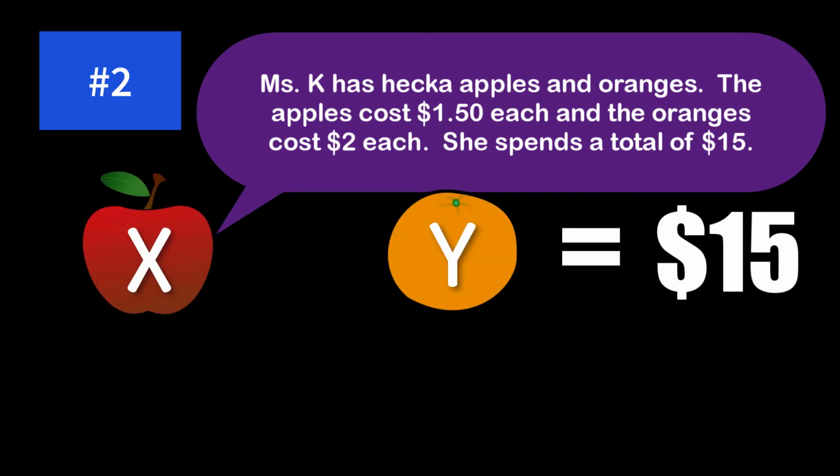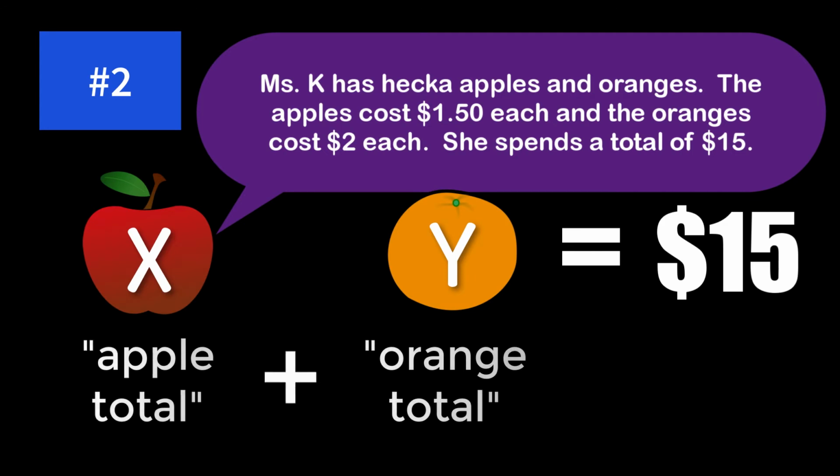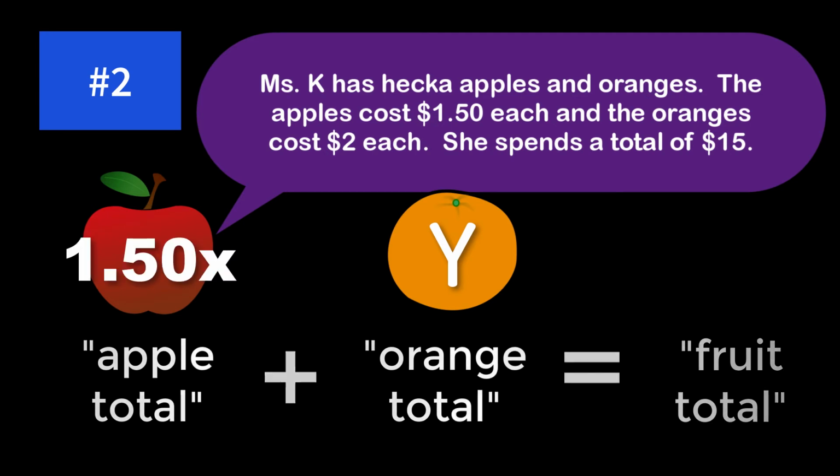So let's see. We know she spent $15 for all of her fruit. So how can we get to that total? Well, if we add up her apple total with her orange total, we would get her fruit total. How can we represent the amount she spent on apples? They're $1.50 each, so we can use the expression 1.50x or 1.5x. This is her apple total.